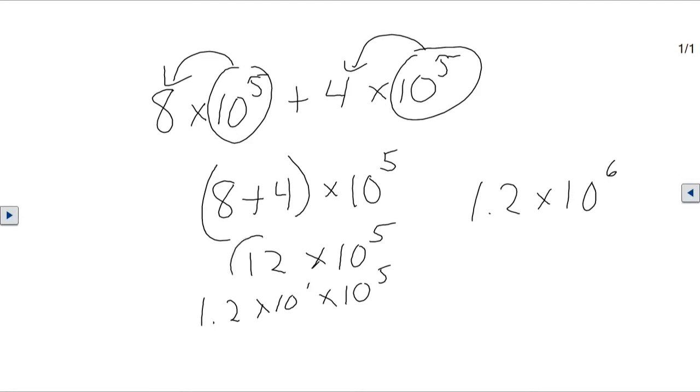Again, just a reminder that front number has to be at least 1. It has to be less than 10, so 12 is too big. So we had to rewrite 12 as 1.2 times 10, and then combine that with times 10 to the 5th to get times 10 to the 6th.